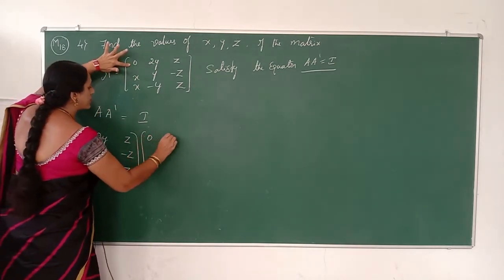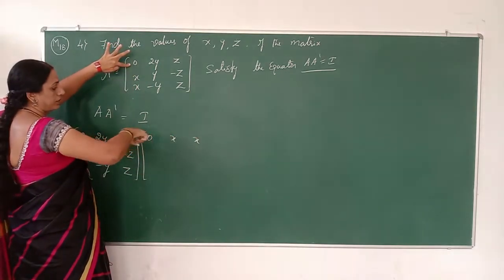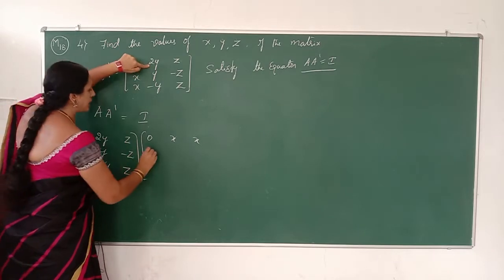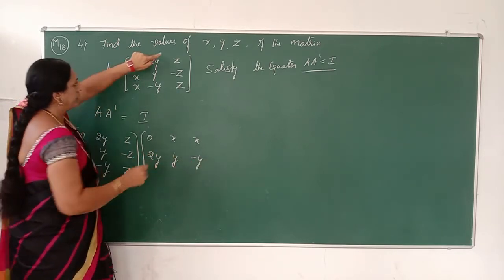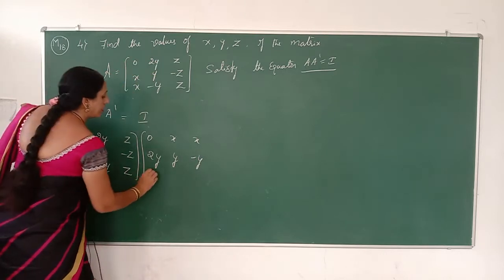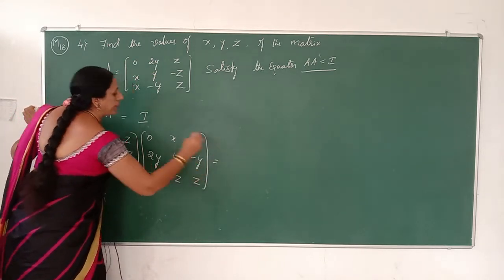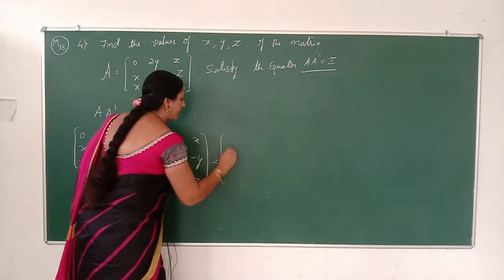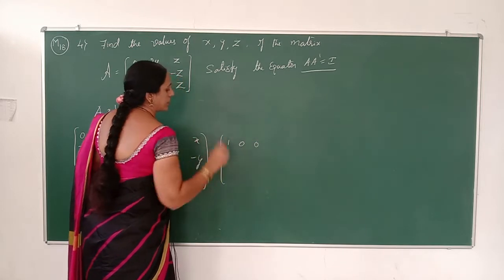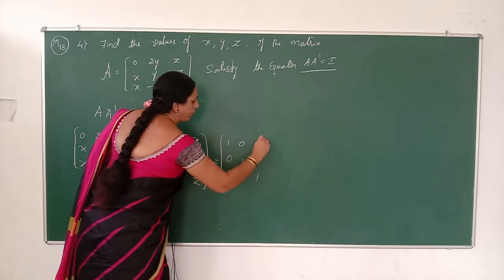Elements of the first row are 0, x, x. Columns are represented row-wise. Similarly, the second row is 2y, y, minus y, and the third row is z, minus z, z. So it will be equal to I. I means the identity matrix of order 3 cross 3: 1, 0, 0, 0, 1, 0, 0, 0, 1.